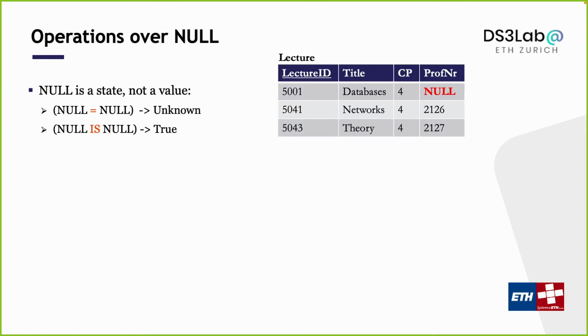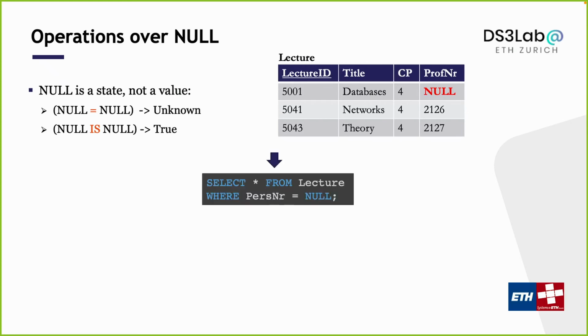So we can actually look at this more concretely. You have this lecture table. Assuming you write this query, you say select from lecture where personnel number equals null.